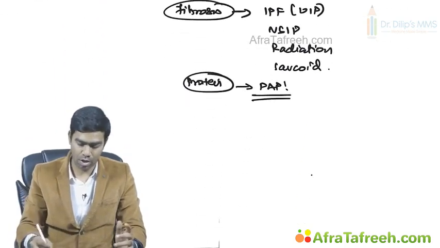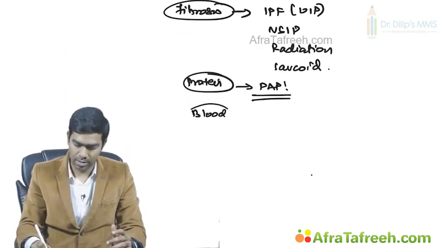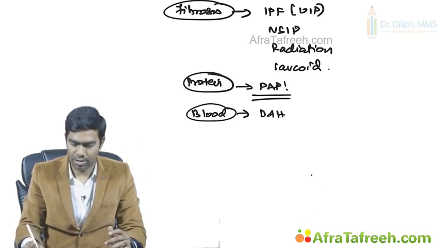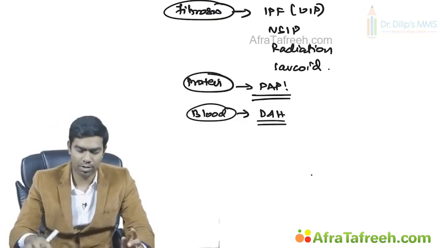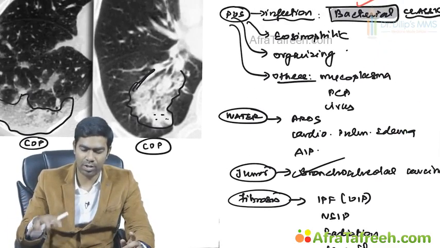Or even hemorrhage, we didn't talk about that. It could be blood in a patient who's having an alveolar hemorrhage, called diffuse alveolar hemorrhage, like Goodpasture syndrome, pulmonary hemorrhage. In these conditions also you might get consolidation. So these are the classic causes of consolidation.